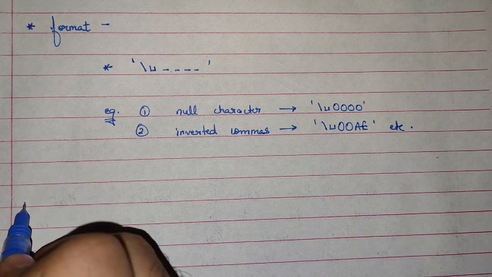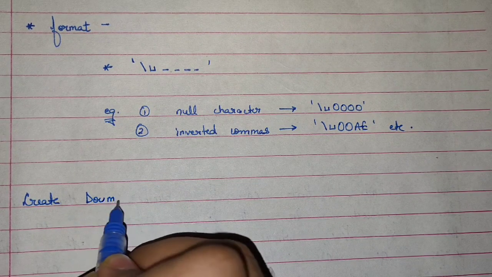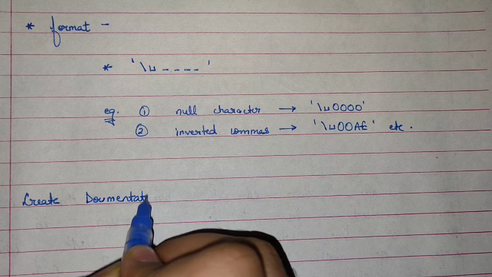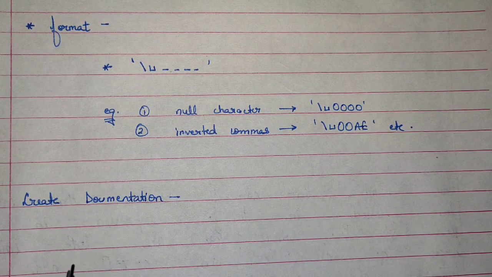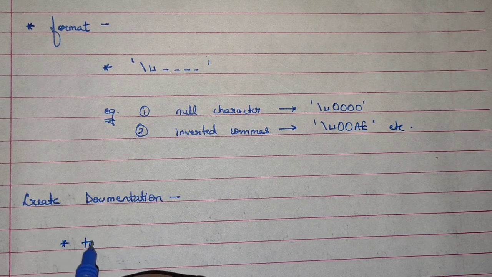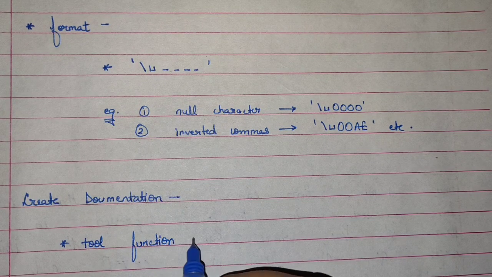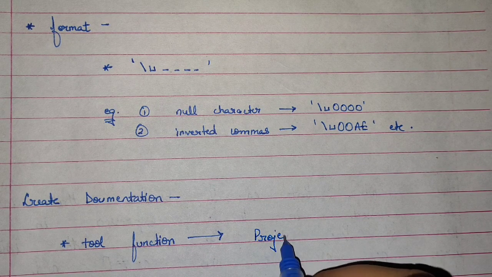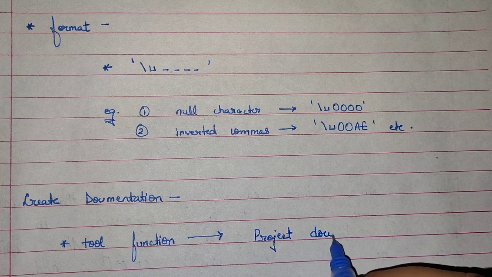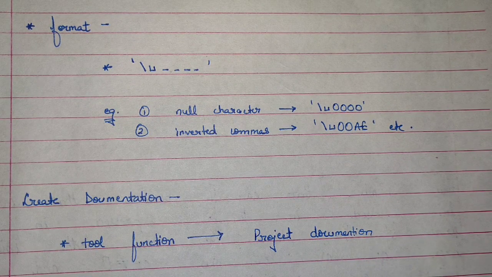Next, we can learn how to create documentation in a file. For this, we can open the BlueJ, and from the toolbar we can open the tool function. In the submenu, we can select project documentation. And here we can create the required documentation.